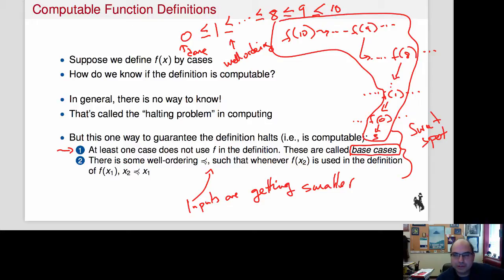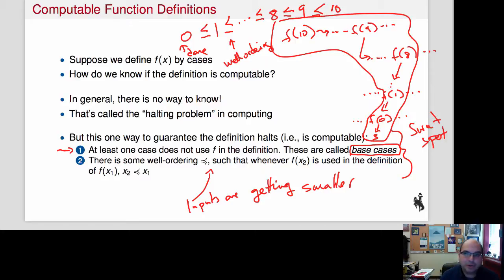Now, why do I want it to be a well ordering? That's because well orderings don't have infinitely descending chains. So no matter where I start, after a finite number of greater than or equal to's, I'm going to end up at the bottom, which in this case is 0. So what we want is that there must be some well ordering that makes the arguments get smaller every time that you call f on a new value. As long as that happens, then it's actually well defined.